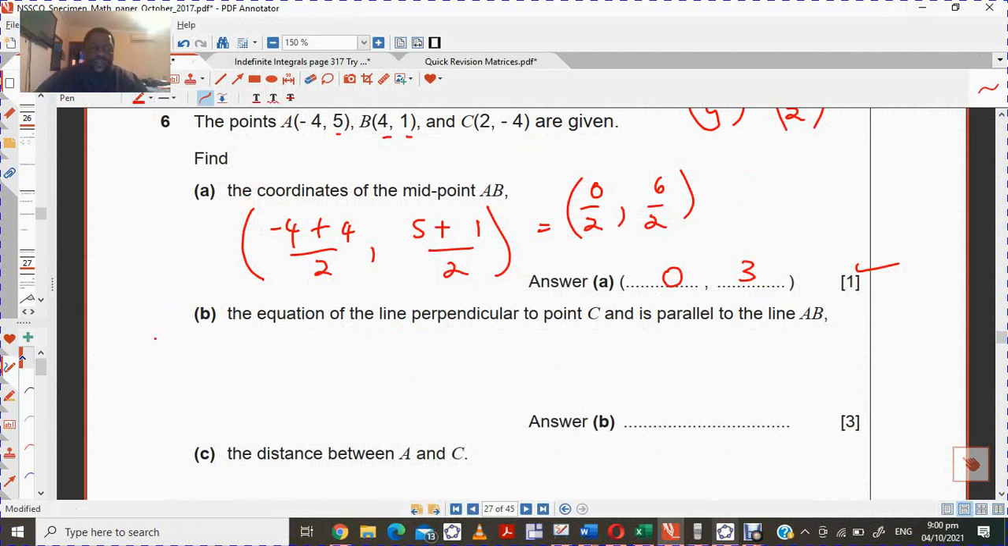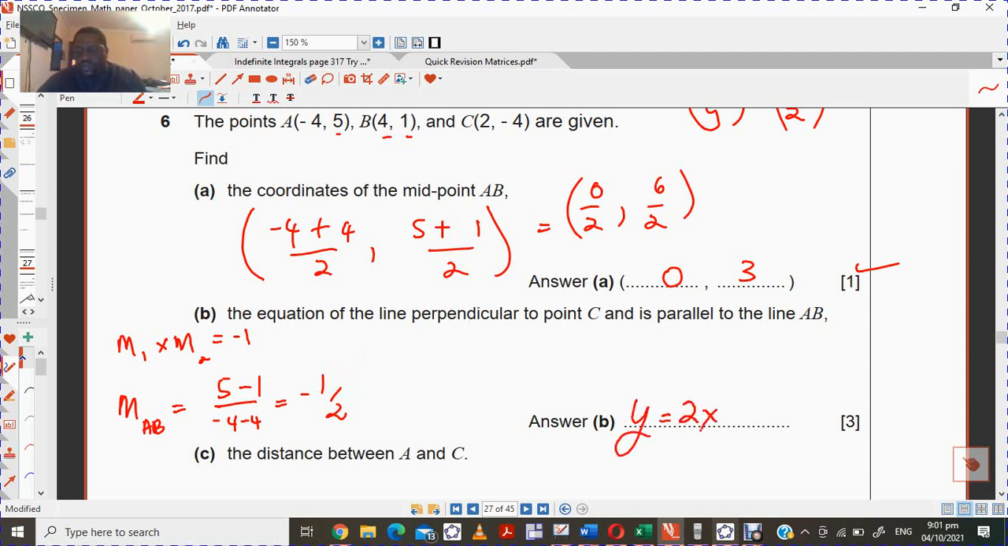All right, so you know that the gradient of one line multiplied with the gradient of another line, if you get negative 1, that means the lines are perpendicular. So if you look at the gradient of line AB, you take your two y values, say 5 minus 1, that's delta y over negative 4 minus 4. Well, you get negative a half. So the gradient that we are looking for should be 2, such that 2 times this gives you negative 1. So the gradient of the line we're looking for is y equals 2x.